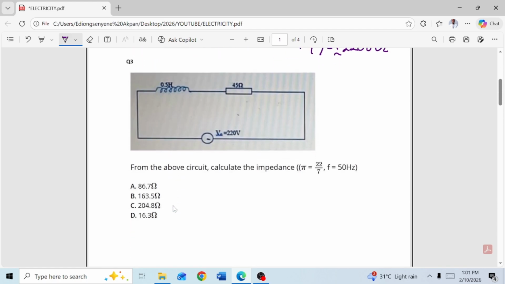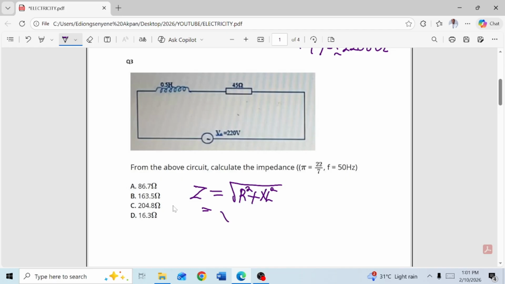Let's go to question number 3. From the above circuit, calculate the impedance. This is like the question after the one we just did. We use Z to represent impedance, equal to the square root of resistor squared plus inductive reactance squared. Here we were not given the inductive reactance. We will find it before we put it in this formula.